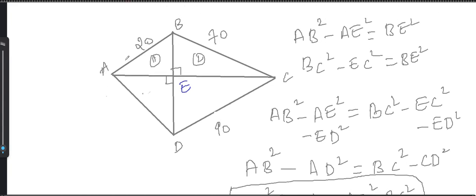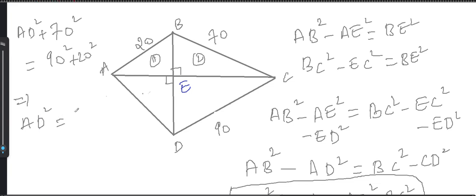Now taking this into consideration, we have AD square plus BC square, that is 70 square, is going to be equal to AB square plus DC square, that is 90 square plus 20 square. Okay, 90 square plus 20 square. So eventually we are going to get AD square equal to 3600 and AD is going to be equal to 60.